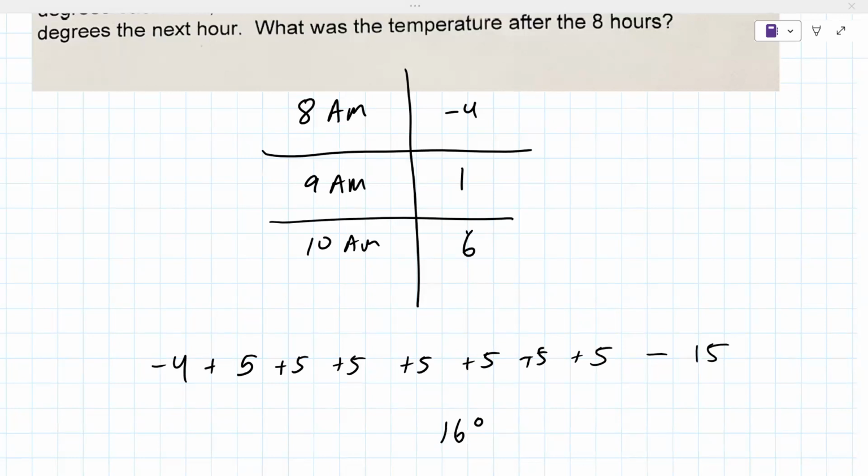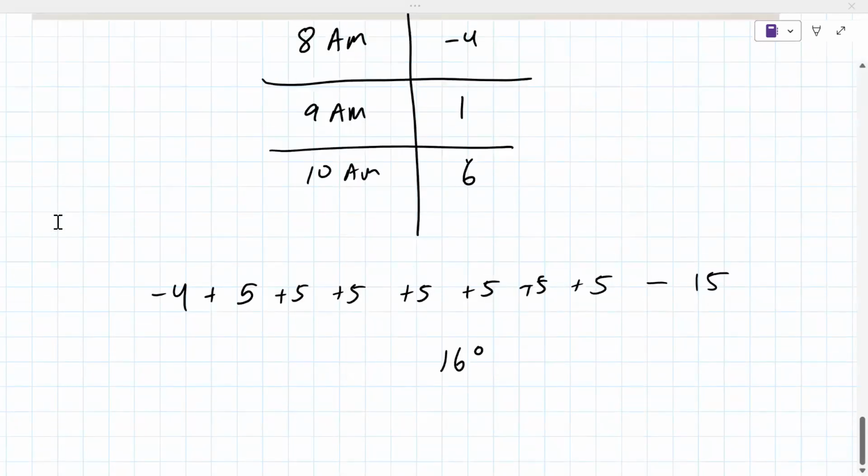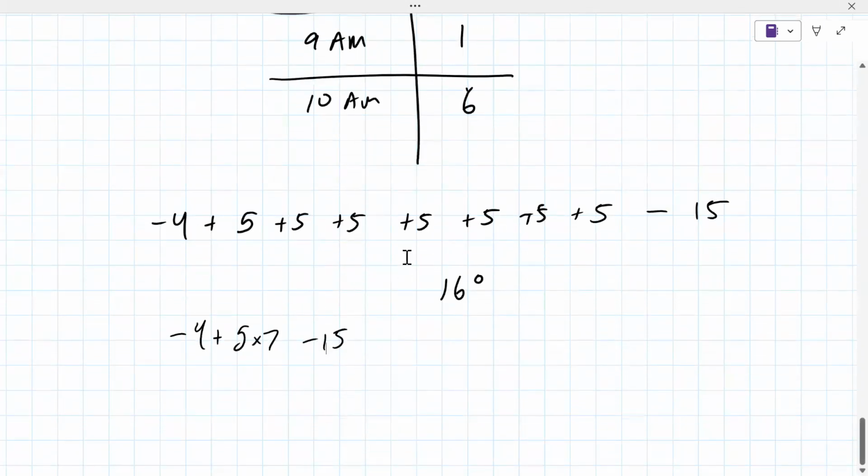Could you also do, for the thing where it's -4 plus 5 plus 5 plus 5, could you do -4 plus 5 times 7? That would be preferred. I think that's the direction you're going, but I didn't know if you were there yet.